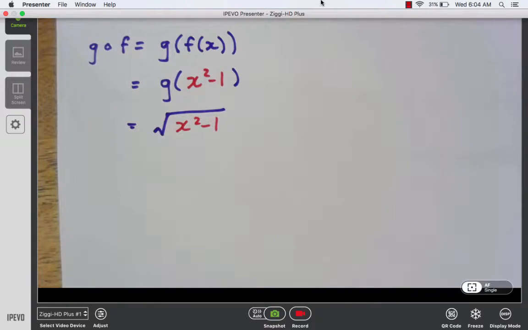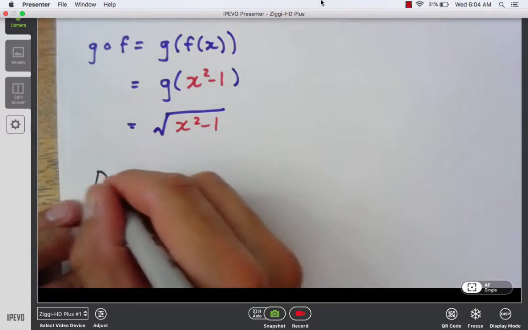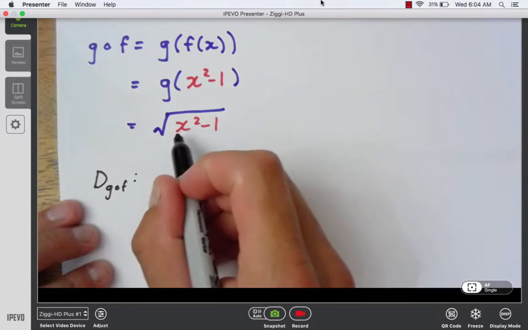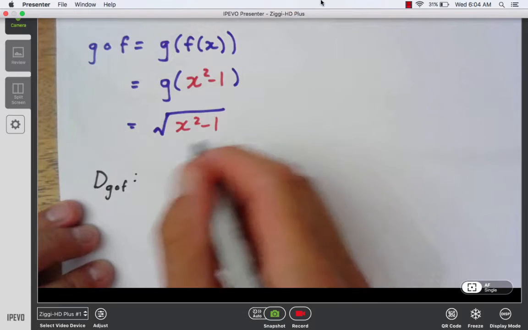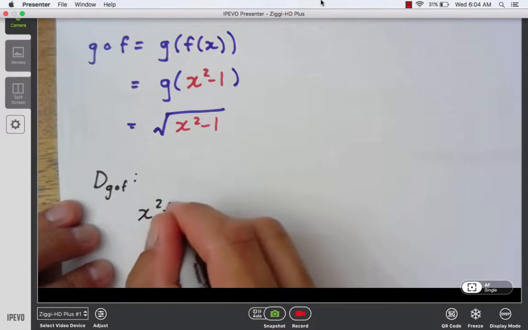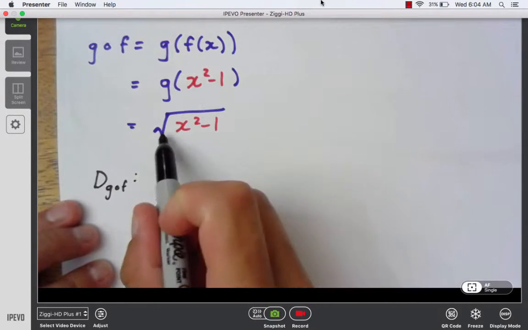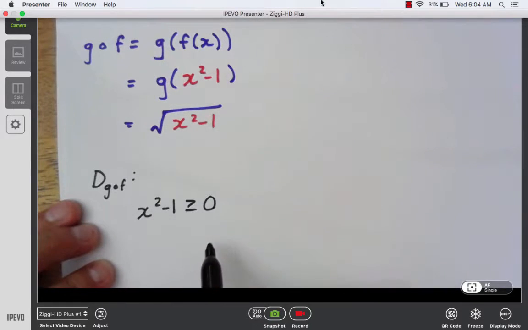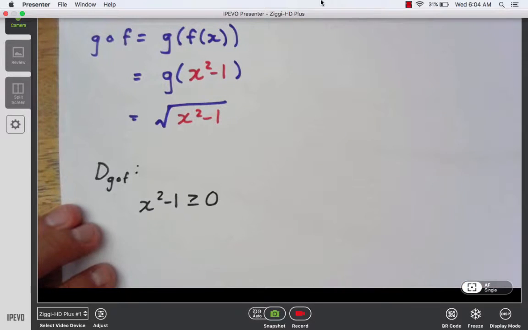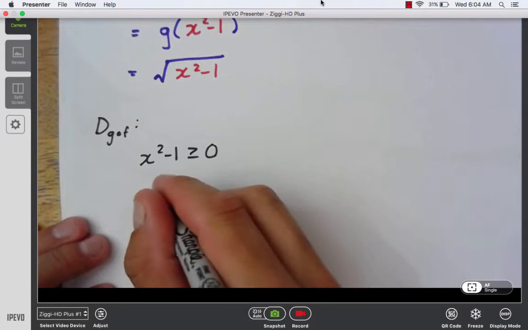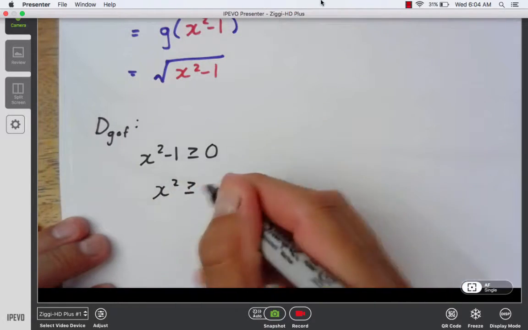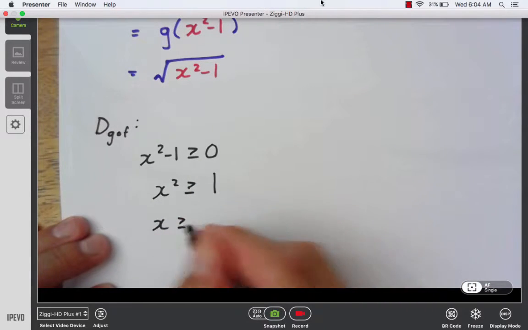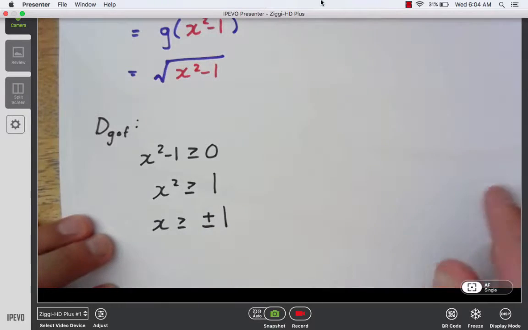To find the domain of the composition, we have to say it's a square root. Whatever's underneath the square root has to be greater than or equal to 0. So we put the number underneath, the radicand, and set it greater than or equal to 0, and solve for x. You do that, and you have x squared is greater than or equal to 1. Square root both sides, and you get x is greater than or equal to plus or minus 1.